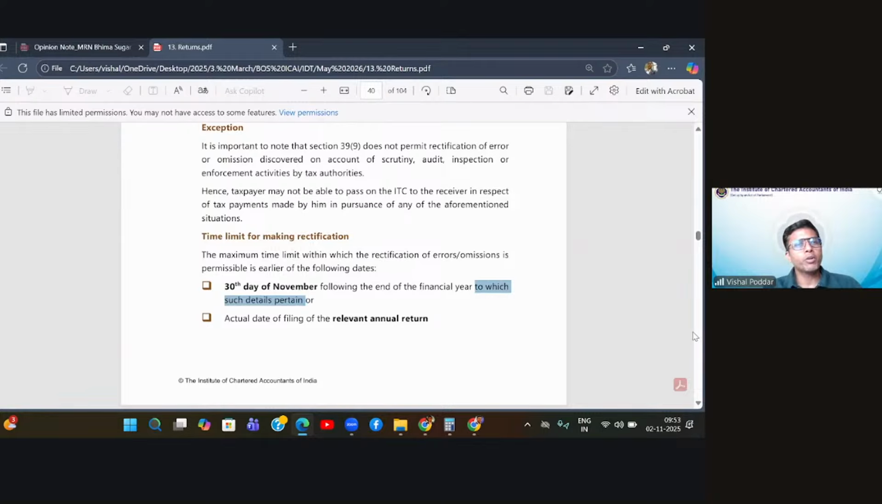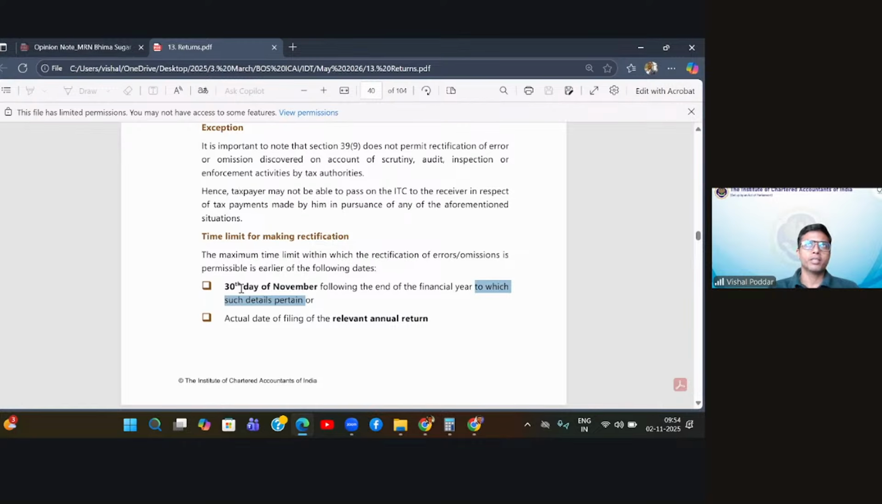So my relevant annual return is yet to be filed. Let us say now we are in 2027, and I am yet to file my annual return of 25-26. So I first filed the pending monthly returns, but after filing, immediately I identified a mistake. Can I rectify? So this second date is pending. First date, 30th November, is also pending, but that is 30th November of 27. This is the main point that we have to interpret.